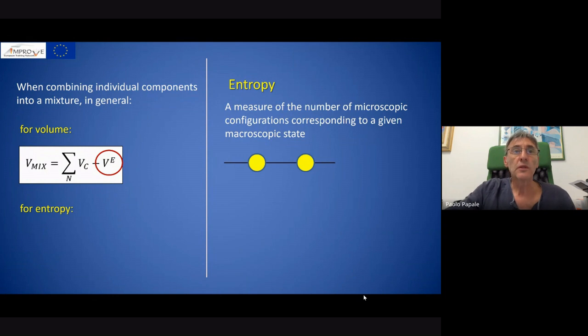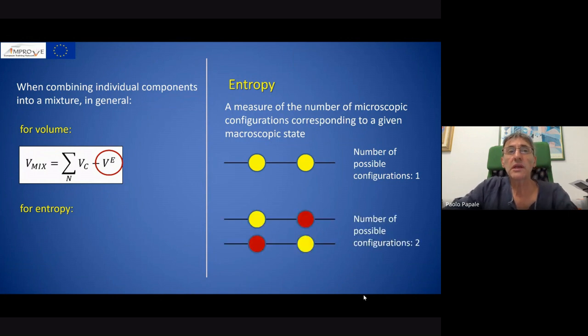In other words, the macroscopic system made of the two yellow balls would have one and only one possible microscopic configuration. Because entropy measures the number of microscopic configurations that correspond to a given macroscopic state of a system, the entropy of our system made of the two similar yellow balls will be 1. Now, let's consider the case where the two balls can be distinguished for some respect. Say, one is yellow while the other one is red.